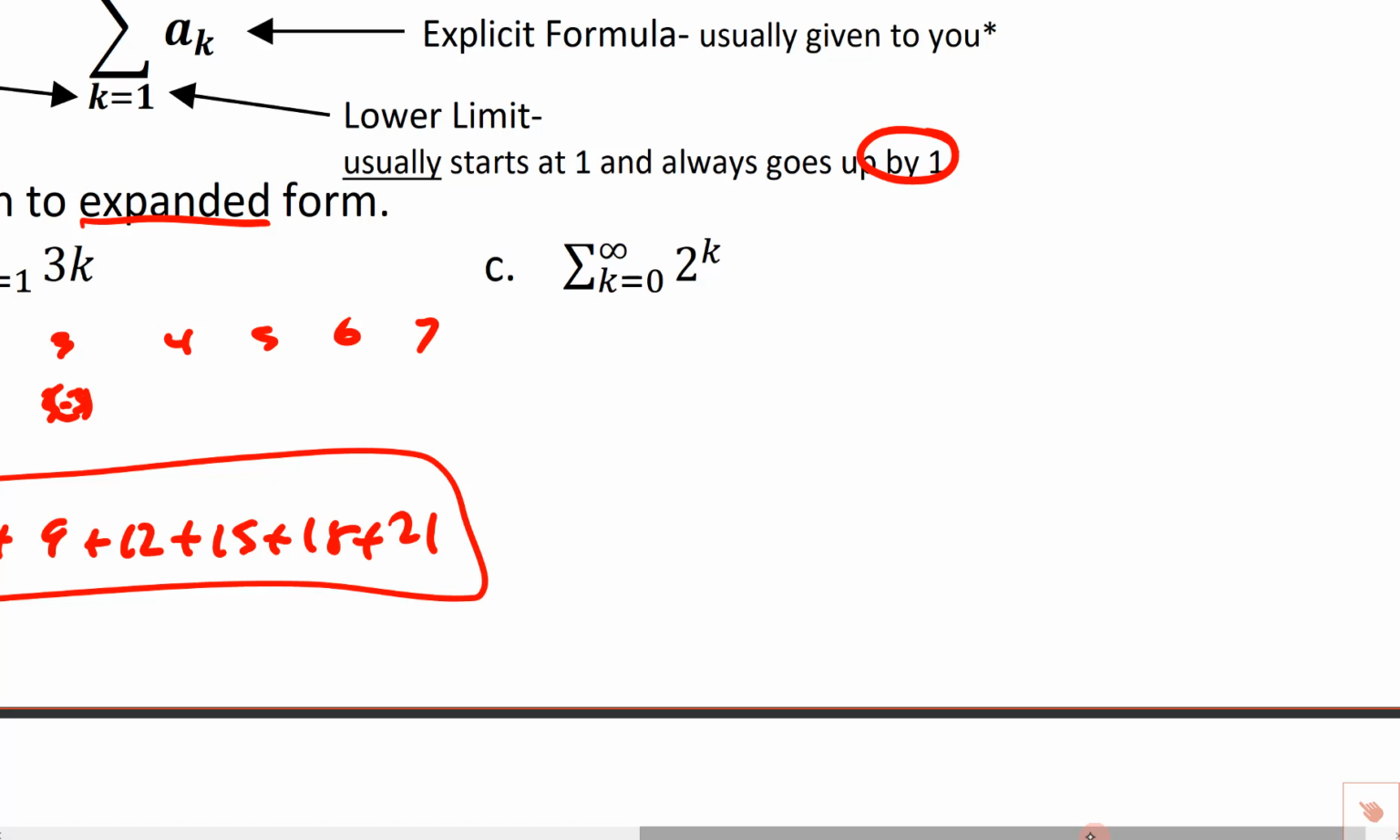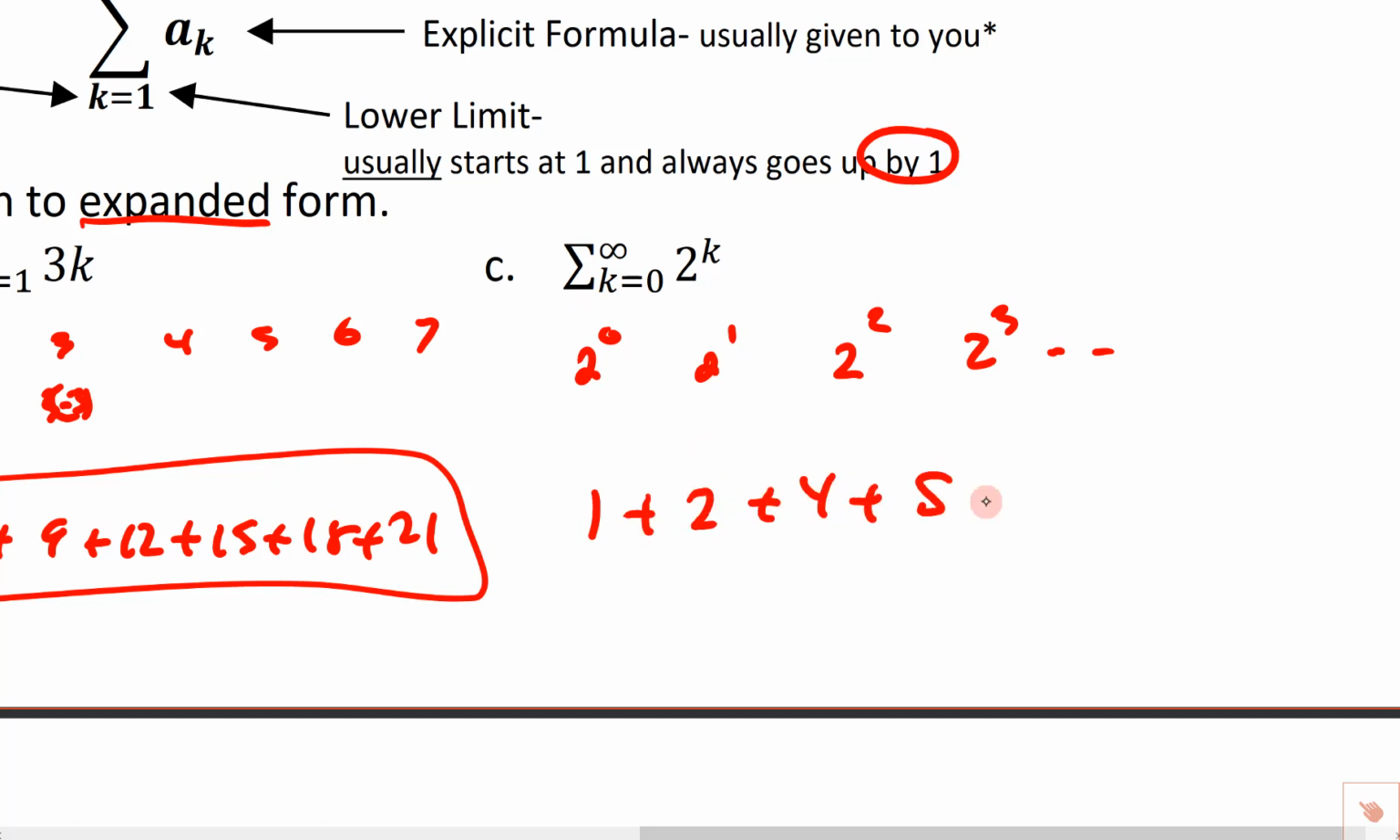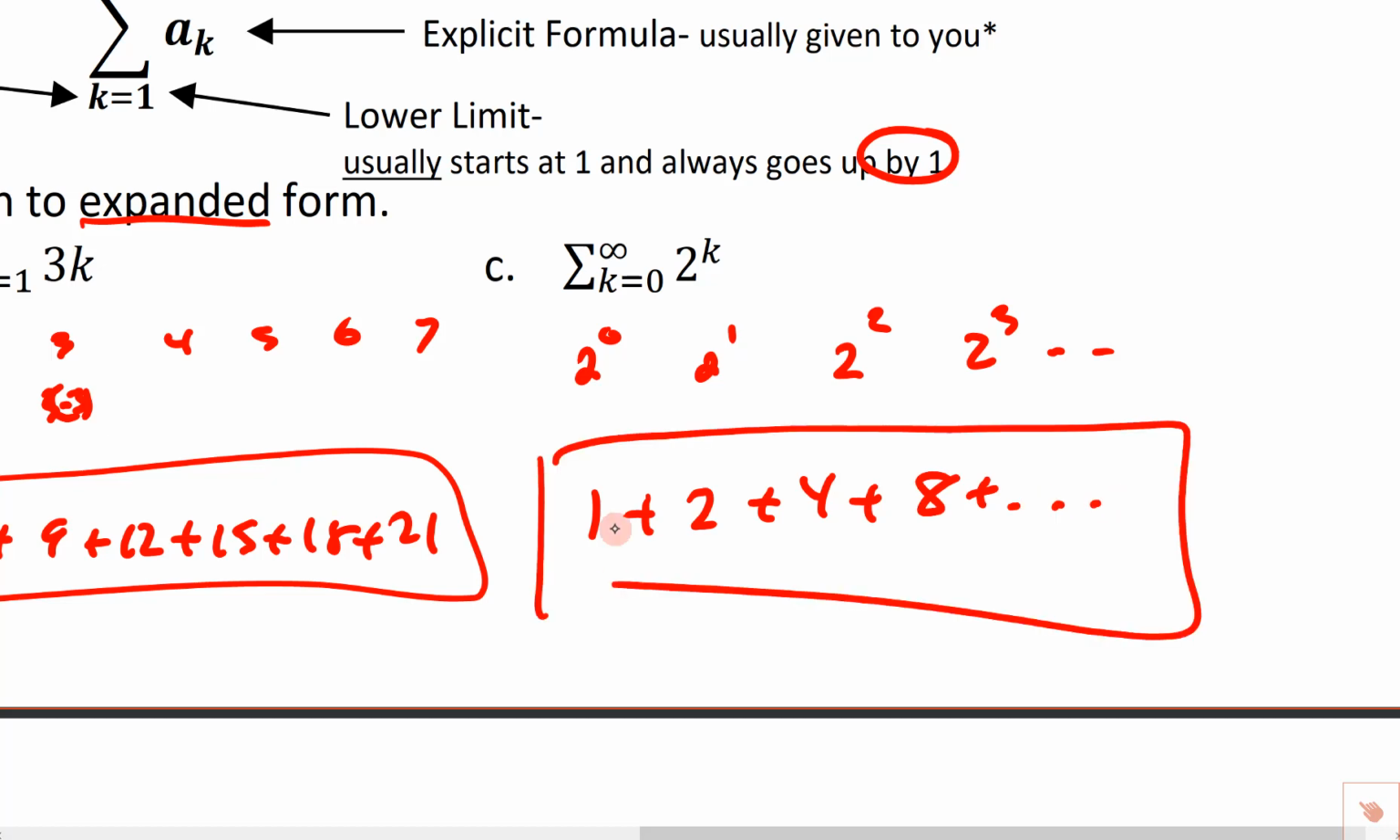And that's kind of nice because we can just set up the pattern. So here we go. We're going to do 2 to the 0, 2 to the first, 2 to the second, 2 to the third, and then the pattern's just going to continue. So this is sigma notation. This is not a sequence. So we're going to write down 1 plus 2 plus 4 plus 8 plus. We put the little ellipses, and there we go. Any questions?